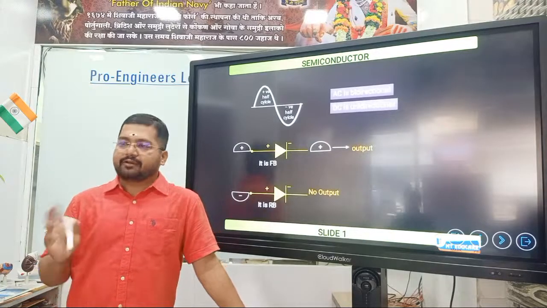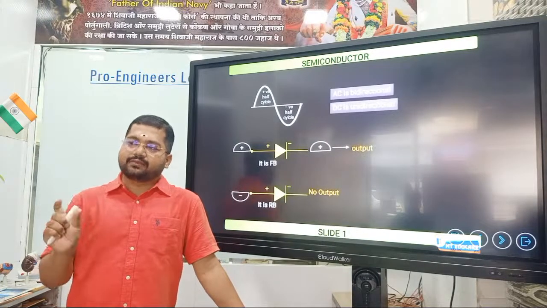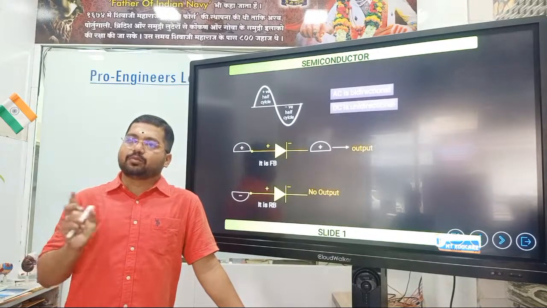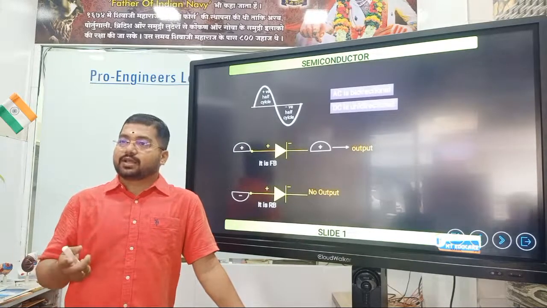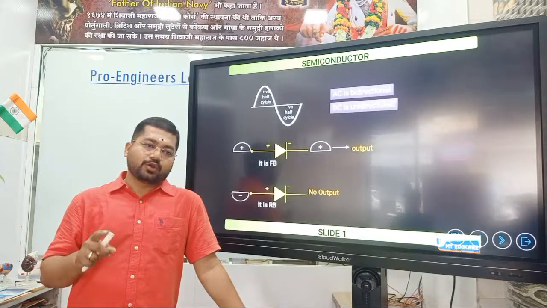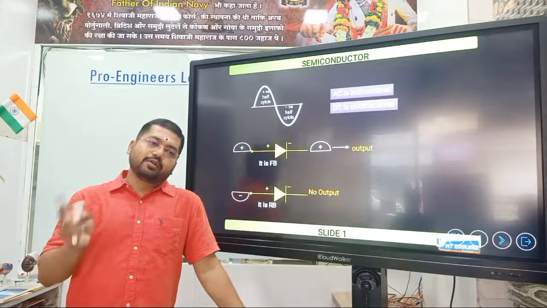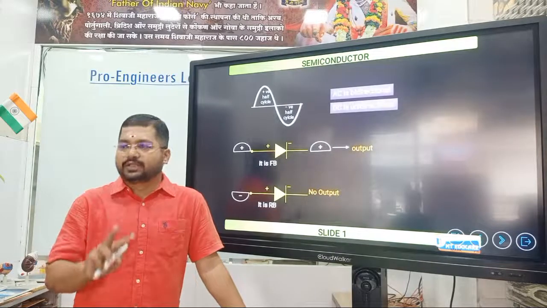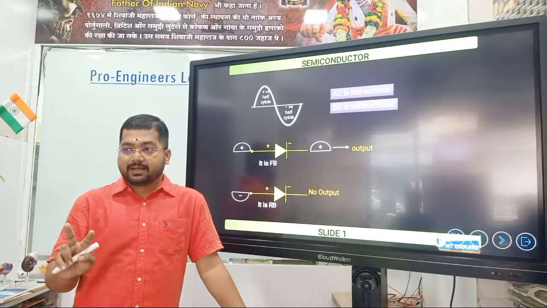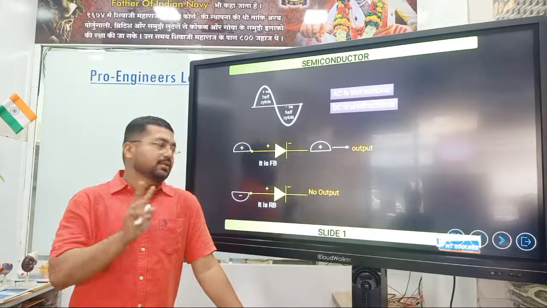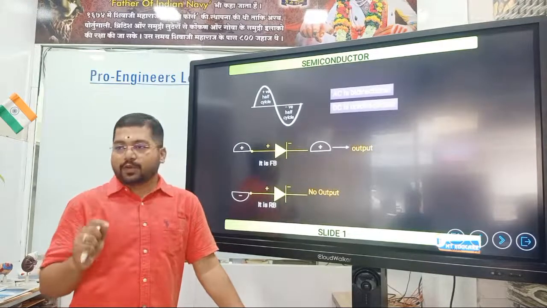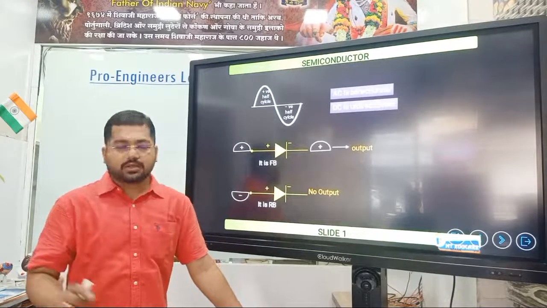Right? In a half wave rectifier, it will conduct for only one half cycle. In a full wave rectifier, it will conduct for both the half cycles. Now, the question arises, sir, if fundamentally the diode works for only one cycle, then for a full wave rectifier, how does it work for both the cycles? That question remains in our mind. So I will answer that question, but first understand the basic fundamentals of how a diode or PN junction works.